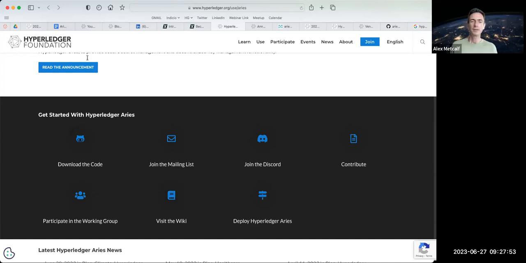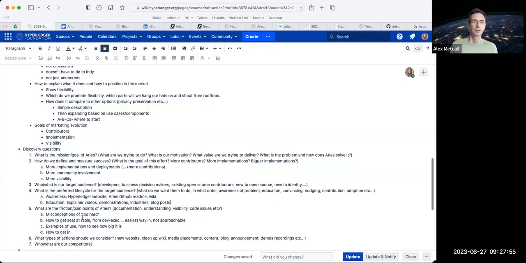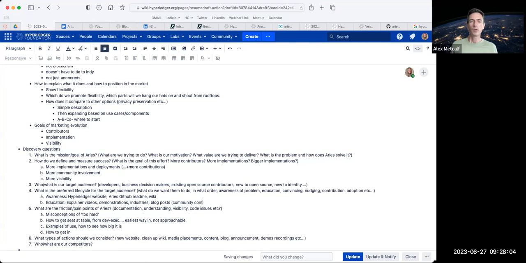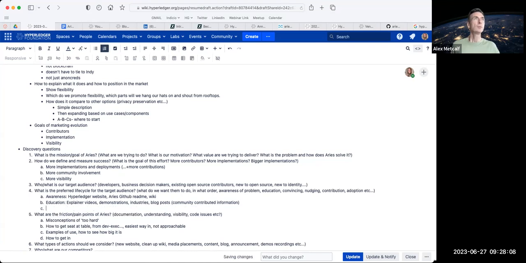Love the idea. Let's see here. So I think more than just the ranking of what Aries is, some of these questions, I'm conscious of time here, could form the basis of the question that goes out to developers. Like, what are your favorite resources that you point people to?